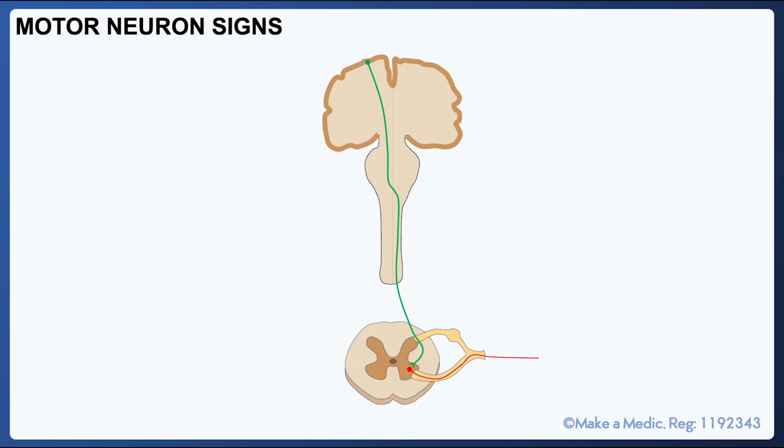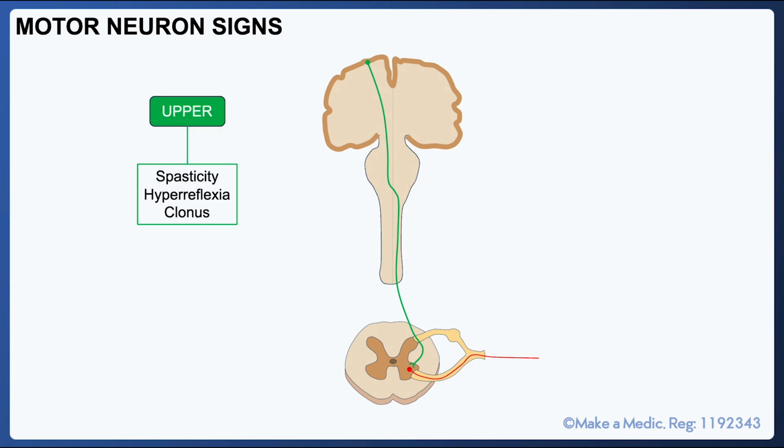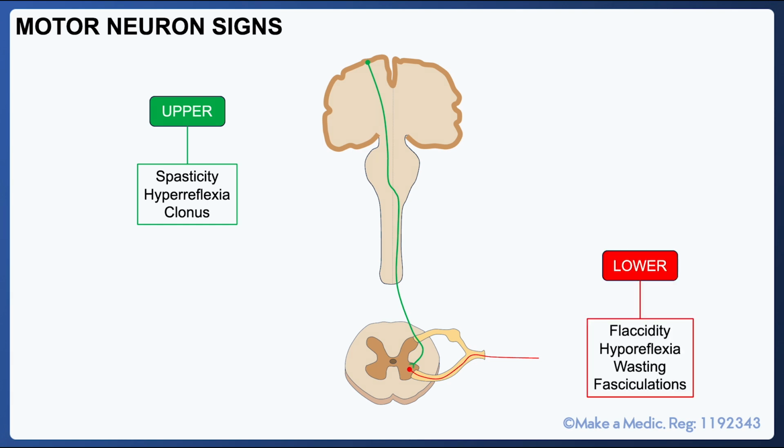Weakness is associated with both types of motor neuron lesion, as disruption anywhere along this motor chain will impair the ability of the patient to generate voluntary movements. Upper motor neuron lesions are associated with increased tone, also referred to as spasticity, hyperreflexia, and clonus. Lower motor neurons, on the other hand, will cause a flaccid paralysis, hyporeflexia, wasting, and muscle fasciculations and fibrillations.